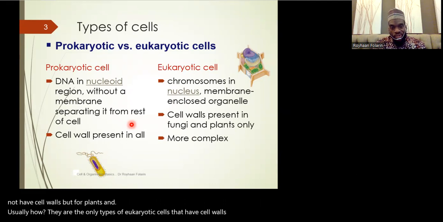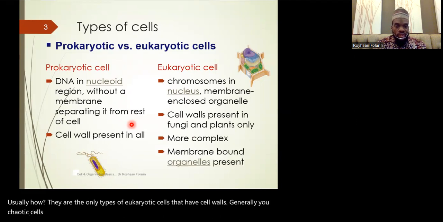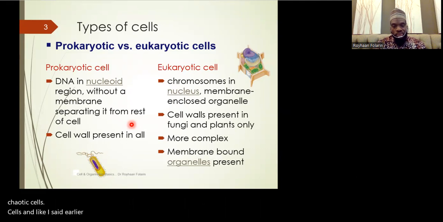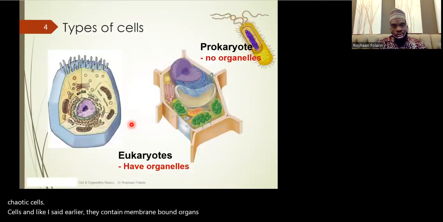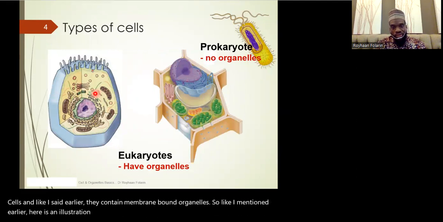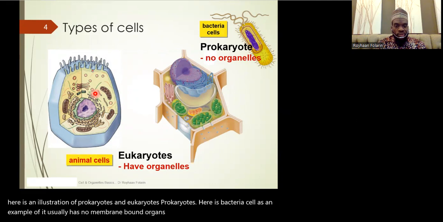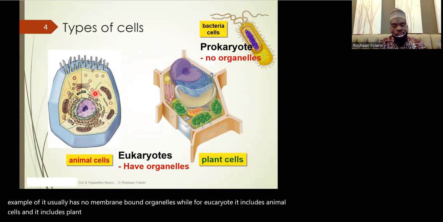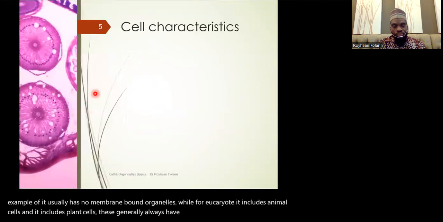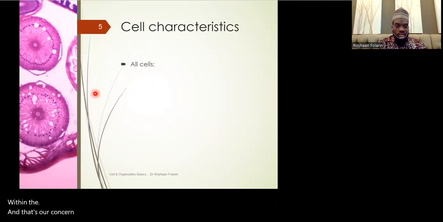Generally, eukaryotic cells, like I said earlier, contain membrane-bound organelles. So, like I mentioned earlier, here is an illustration of prokaryotes and eukaryotes. For prokaryotes, here is a bacteria cell as an example. It usually has no membrane-bound organelles. While eukaryotes include animal cells and plant cells. These generally always have organelles within them. And that's our concentration in this class majorly.